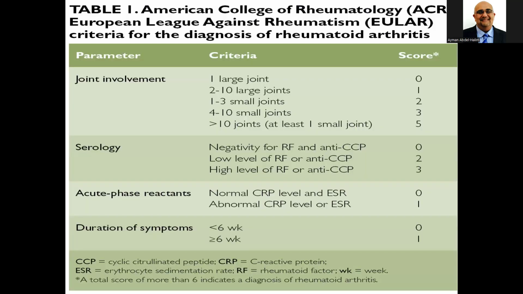The American College of Rheumatology, the ACR, and the European League Against Rheumatism have criteria for the diagnosis of rheumatoid arthritis. First is the joint involvement. Second is the serology. Third is the acute phase reactants. Fourth is the duration of symptoms. A total score of 6 or more indicates a diagnosis of rheumatoid arthritis.